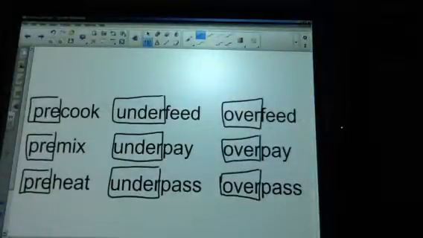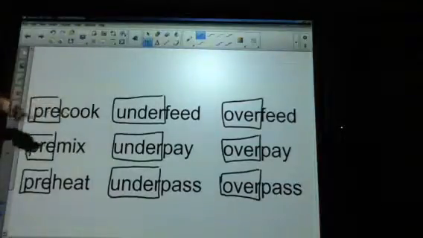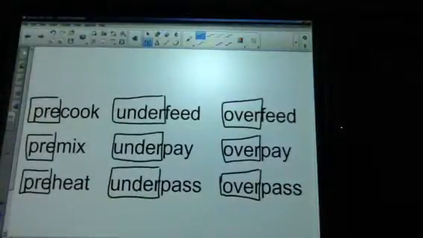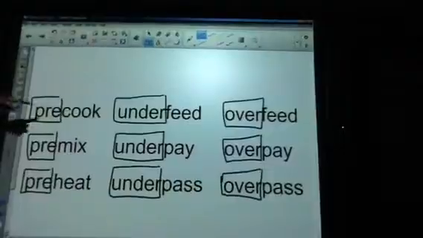Our pretest comes before our test. Spelling test. Before. So pre means before. So if I pre-cook something, that means I'm cooking it before I need it. If I pre-mix something, I'm going to mix it up before I eat it. If I preheat something, I'm going to heat it up before. They're all basically the same.